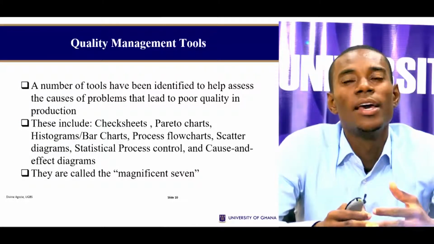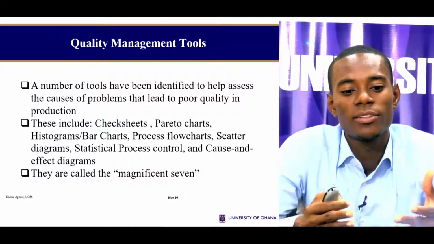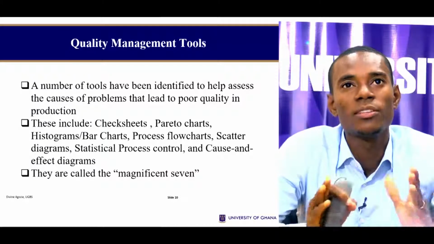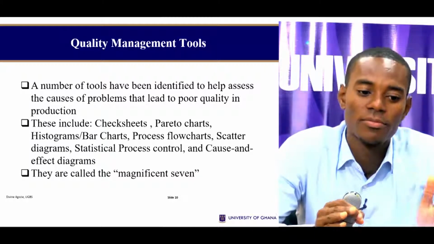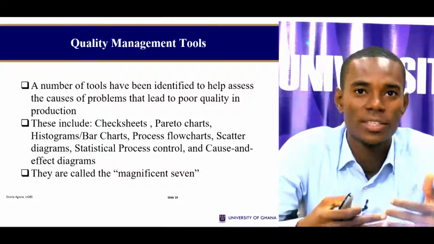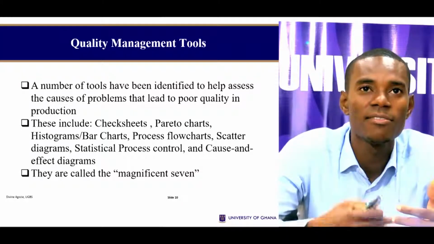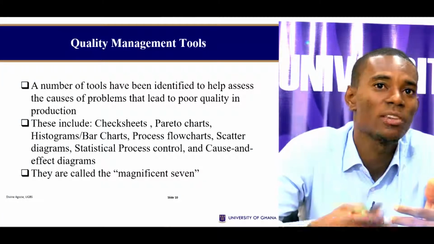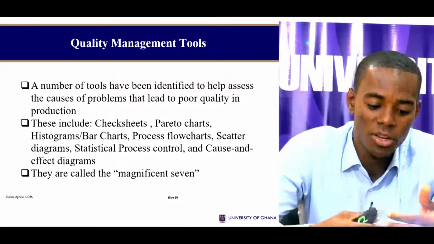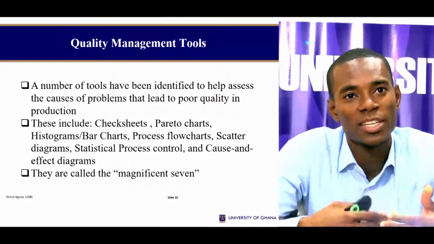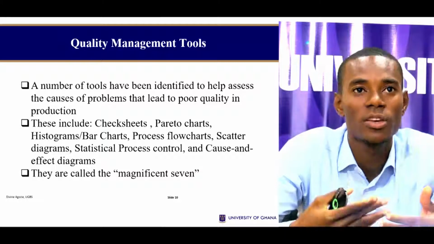Now, in ensuring quality, or in any quality system, you must make sure that you assess quality. You can never improve on something you cannot measure. But once you can measure, you can always set a metric. You can always assess your levels of performance and you can improve on it.